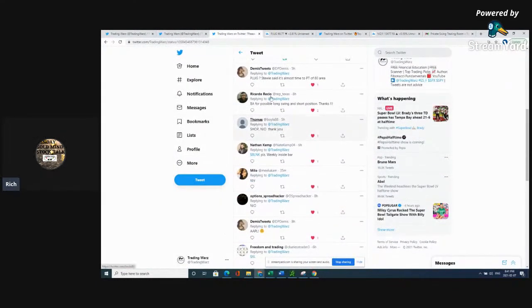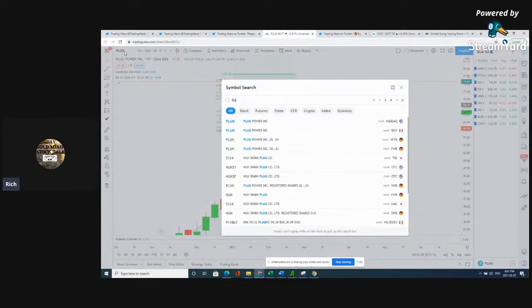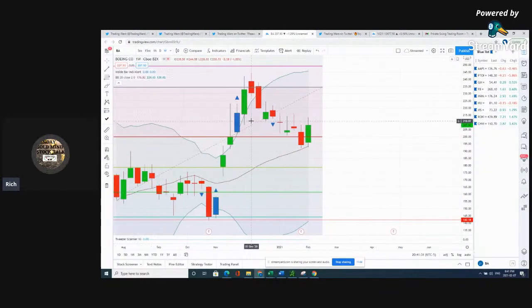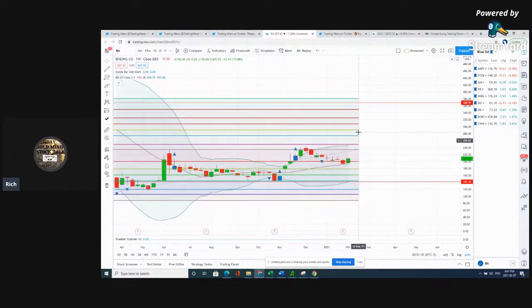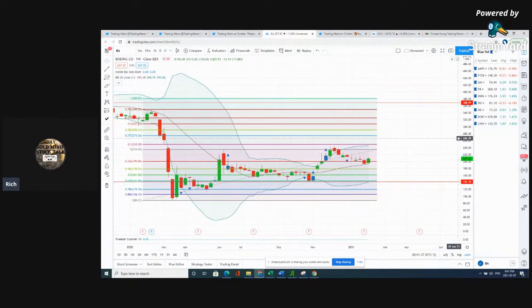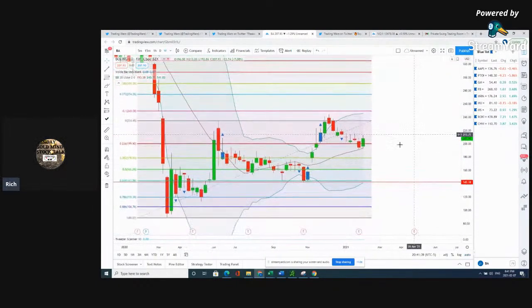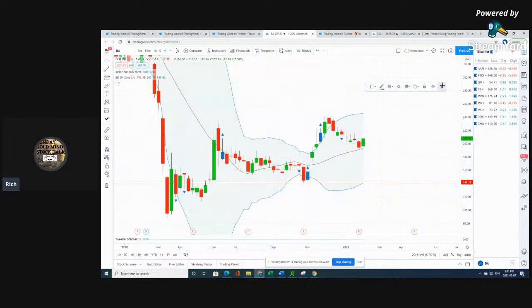BA. Yeah, so look at this. This is a nice little play here on BA because I think we've been talking about this for several weeks now. But basically what we said here is that when we come back to the mid Bollinger Band, when we come back to the 20 EMA, what's going to happen? Is it going to hold or not? And definitely it did hold, right?